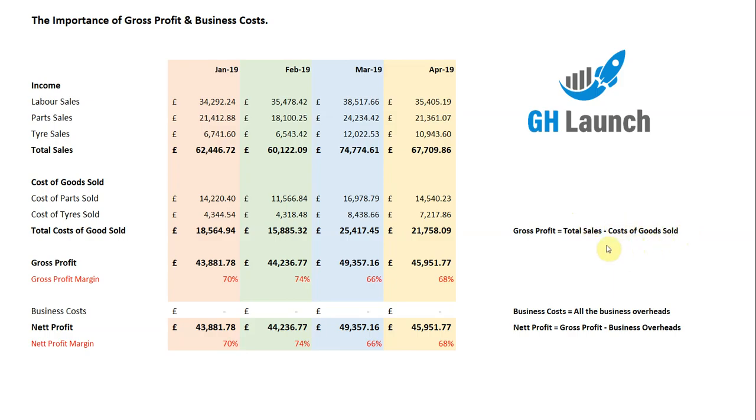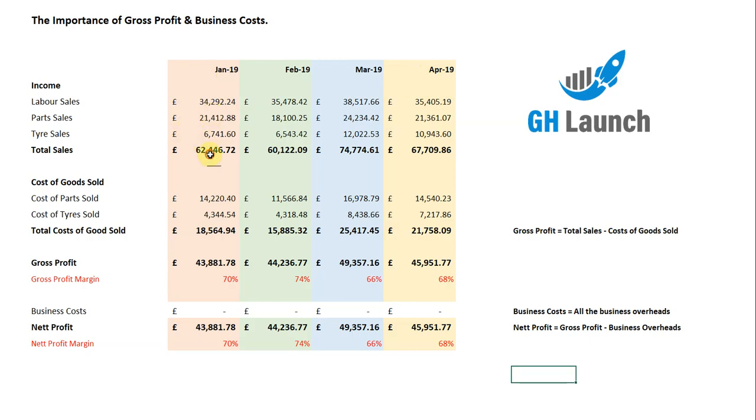Now, there are no labor costs involved in gross profit. There are methods in which you can use labor costs in gross profit, but for simplicity, I like to exclude labor costs and account for labor costs in my cost of business. So in this example, in this particular garage, I've got a very basic profit and loss for 4 months.